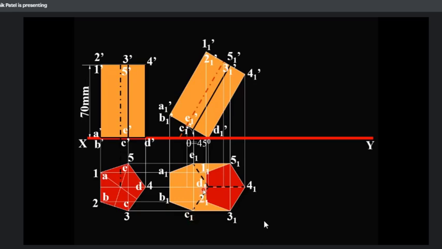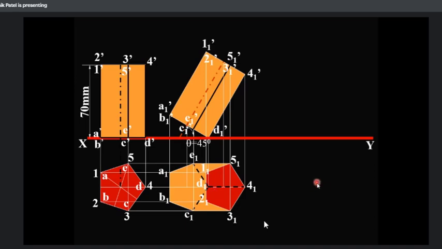Now for D1: is D1 an outer point or an inner point? Inner point. Now go to the question: if I see this object from the top, whether point D is visible or not? Not visible. So the lines connected with point D should be hidden lines. Which lines are connected with point D? D and E1, D and C1, D and 4-1. So I will represent them as hidden lines here. Understand? Okay, very good.